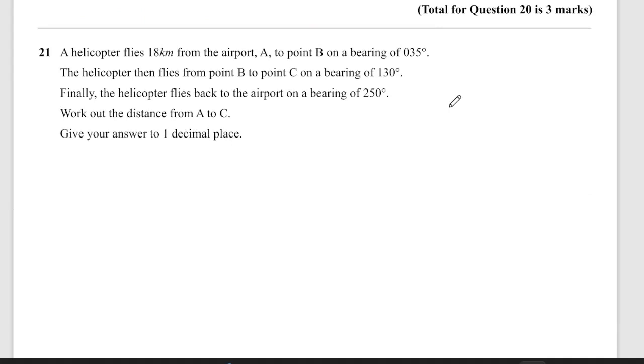Okay, question 21. A helicopter flies 18 kilometers from an airport A to point B on a bearing of 035. The helicopter then flies from B to C on a bearing of 130 degrees. Finally, the helicopter flies back to the airport on a bearing of 250. Work out the distance from A to C, giving your answer to 1 decimal place.